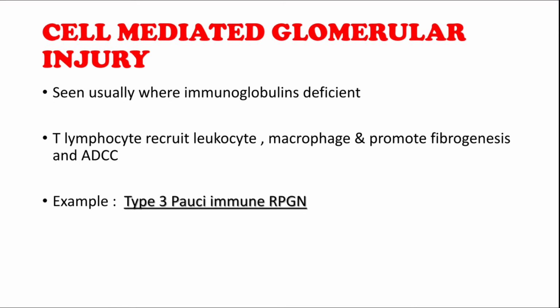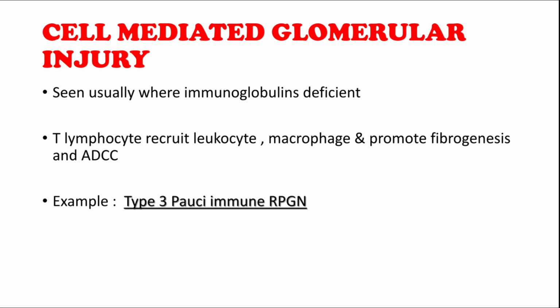Now cell-mediated glomerular injury. So antibody-mediated glomerular injury is over. Cell-mediated injury is seen where the immunoglobulins are deficient, meaning the immunoglobulins are less. At that time cell-mediated injury will work. In this type of injury, T lymphocytes recruit leukocytes, macrophages and similar cells. They release growth factors and promote fibrogenesis. And it could be antibody dependent cellular cytotoxicity as well, right? The T lymphocyte can activate the B lymphocyte and it will activate antibody dependent cell cytotoxicity.